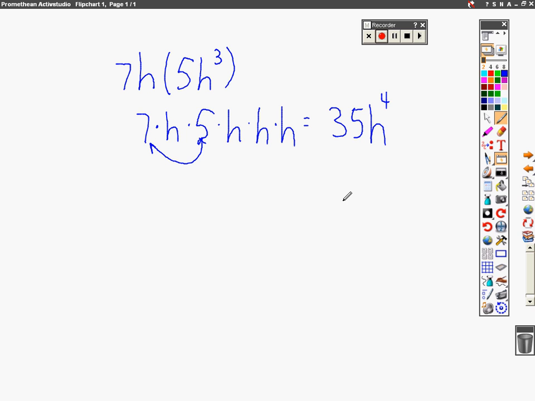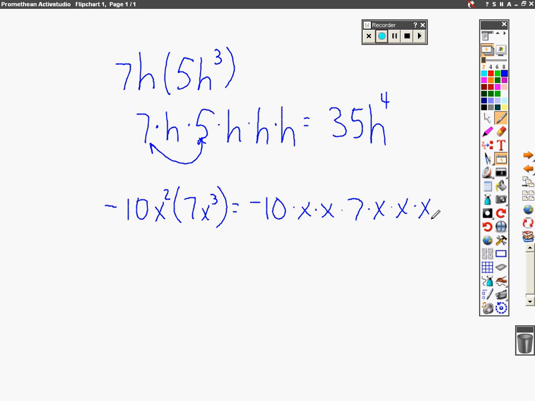Okay? Another problem, we have negative 10 x to the second times 7 x to the third. Again, if we write out the factors, we have negative 10. Don't forget that negative sign. Times x times x times 7 times x times x times x. All right, we can combine. Let's go after the constants. So you have negative 10 times 7 is negative 70. And then we have x to the 1, 2, 3, 4, 5, fifth power. So it's negative 70 x to the fifth.